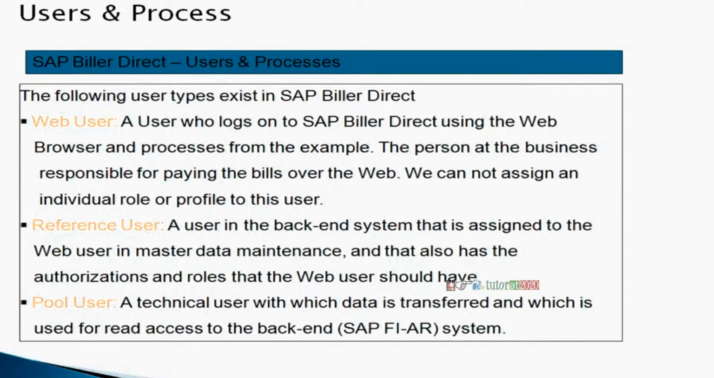Who is a web user? A user who logs on to SAP Biller Direct using the web browser and processes the payment. Example: the person or the business responsible for paying the bills over the web. We cannot assign an individual role or profile to the user. Suppose when you log into a portal, there are 100,000 people that log into the system. You cannot create 100,000 profiles or 100,000 roles in the SAP system.